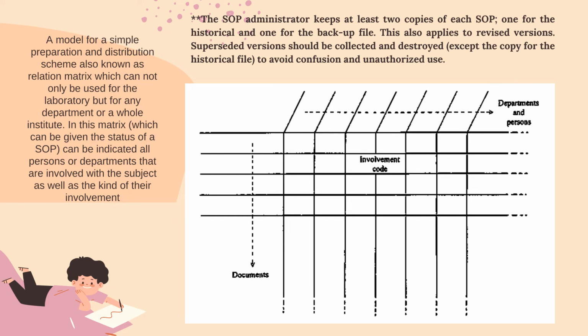The SOP administrator keeps at least 2 copies of each SOP, one for the historical file and another one for the backup file. This can also apply to revised versions. Superseded versions should be collected and destroyed, except the copy for the historical file. It is to avoid confusion and unauthorized use.